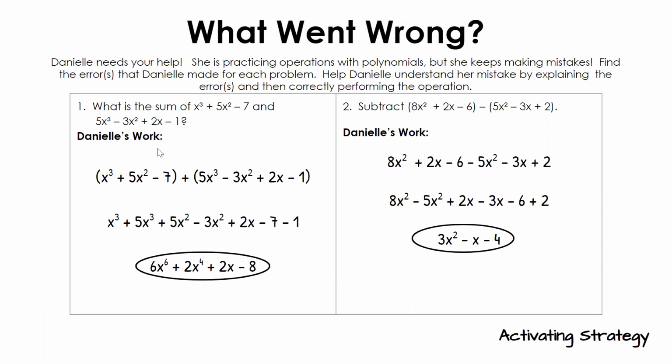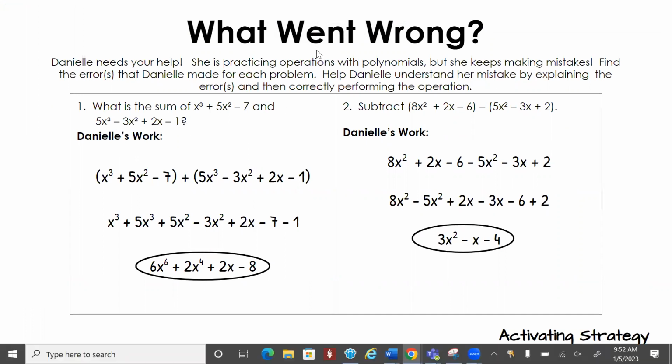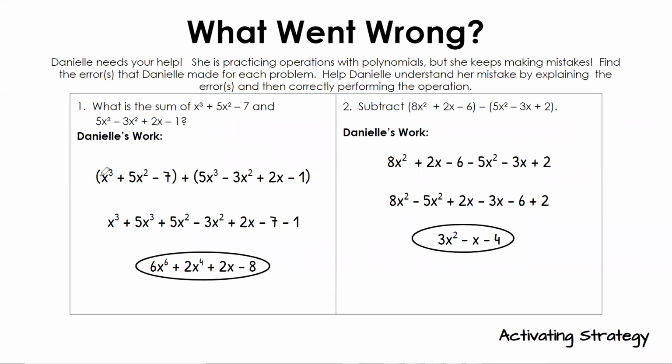So over here, she added x to the third plus 5x squared minus 7 and 5x to the third minus 3x plus 2x minus 1. So when your teacher went over this stuff back in like algebra 1, they were like, add, and you were like 1x cubed, 5x cubed. You would add those together and you would get what? 6x cubed. Why did this girl put 6x to the 6th power?